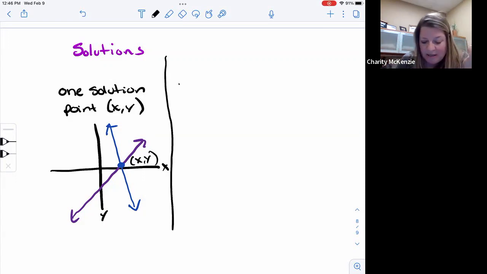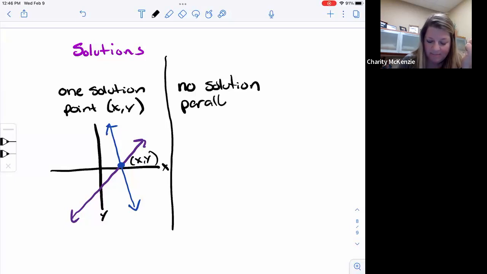The next one would be no solution. If we're thinking in terms of lines, what two types of lines never cross, so there's never going to be a solution? Parallel. So we have parallel.